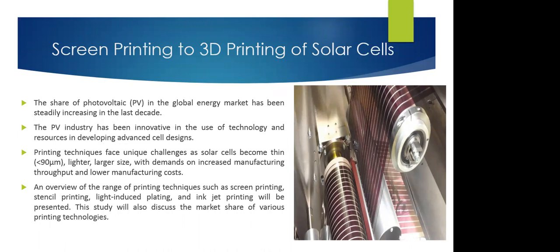And printing technologies face a unique challenge as solar cells become thinner, less than 19 micron, and lighter, with larger size, with demands on increased manufacturing throughput and lower manufacturing cost. The PV industry has evolved from using contact printing techniques to three-dimensional 3D printing of solar cells.